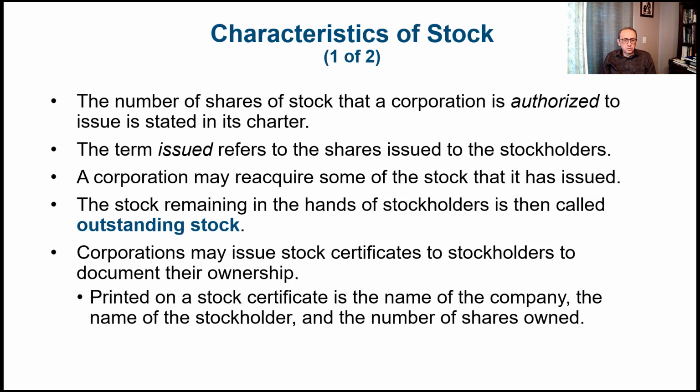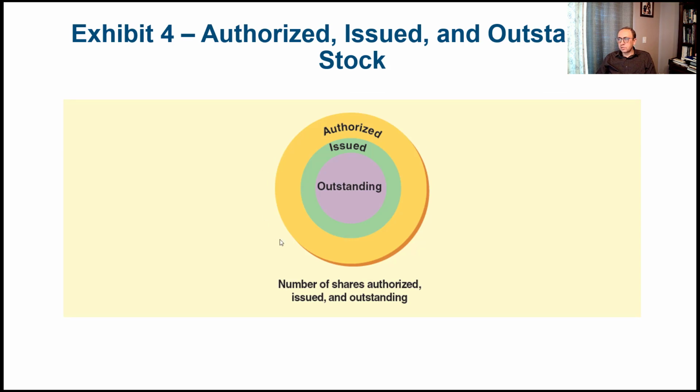Corporations may issue stock certificates to stockholders to document their ownership. Printed on a stock certificate is the name of the company, the name of the stockholder, and the number of shares owned. Of course, in today's world, everything is becoming electronic. In the good old days, everything was on paper. So again, authorized is the biggest number, then we have issued, and then the outstanding. The difference between the issued and the outstanding is what we call the treasury stock. So let's say the authorized were 100,000, and we issued only 80,000, and then we bought back 10,000, so what is left is 70,000, which is our outstanding stock.